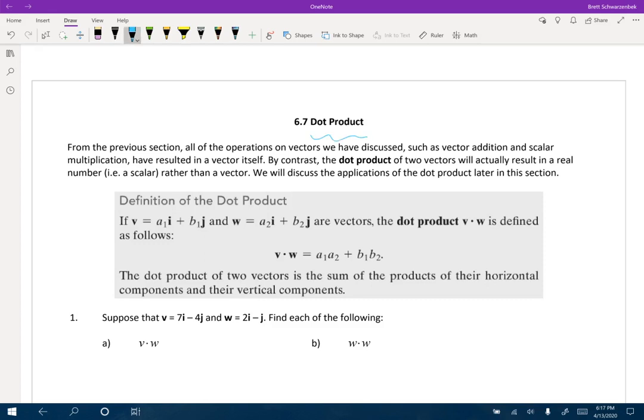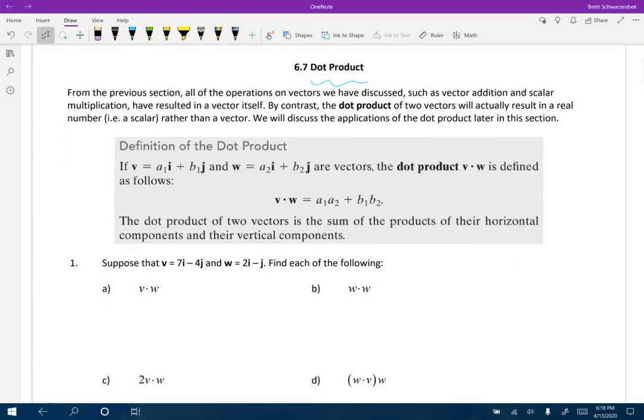So just note that this is not multiplication. It sounds like it is because of the word product, but it is not. The dot product is one of the unique operations on vectors that will actually result in a scalar or real number value. Whereas if you did any other operation like vector addition or scalar multiplication, you end up with a vector again. So it's a unique kind of concept, but what we're going to start with is just the definition of the dot product.